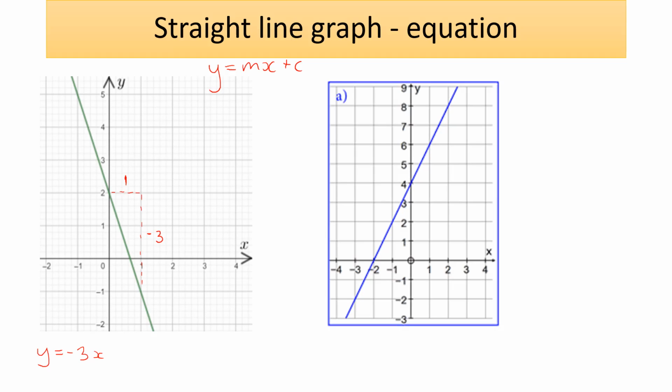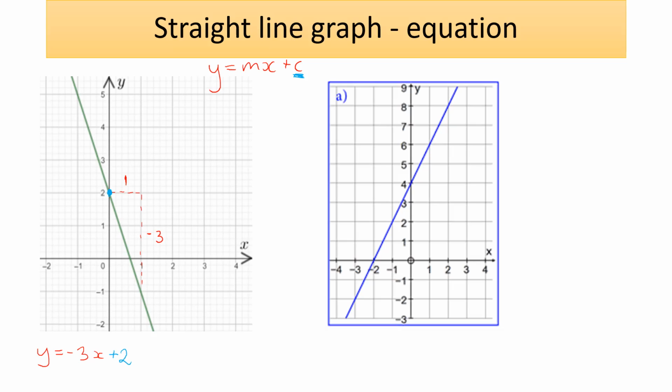So straight away, I know that it's going to be y equals minus 3x, and I still need to find the y-intercept. Okay, the y-intercept is the point where the line crosses the y-axis. So that's this point here. Okay, it's positive 2, so that's add 2. Okay, this is the y-intercept. Okay, let's have a look at the other example.